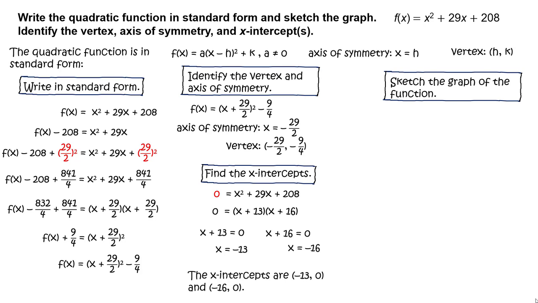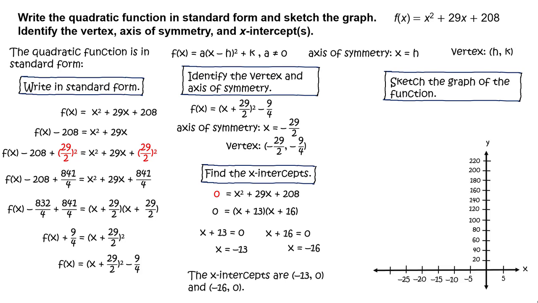Now you're ready to sketch the graph of the function. First, sketch the xy plane. Draw the axis of symmetry x equals negative 29 halves and plot the vertex (negative 29 halves, negative 9 fourths). Plot the x-intercepts (negative 13, 0) and (negative 16, 0). To sketch the graph of the function, draw a parabola through the plotted points.